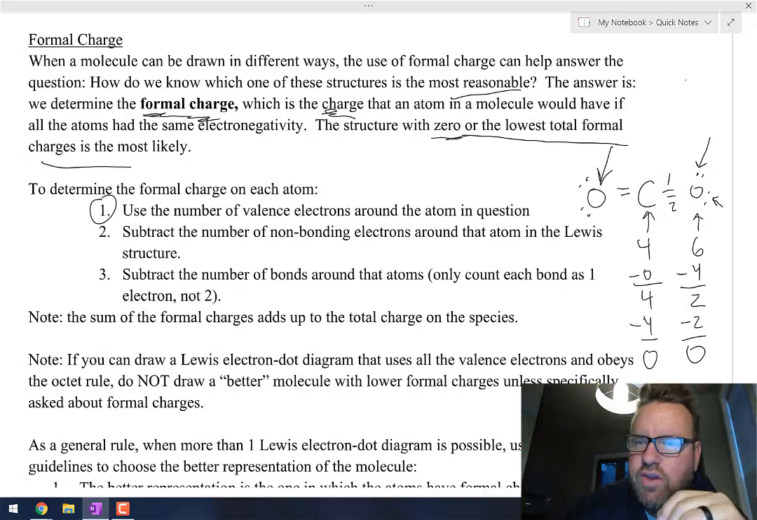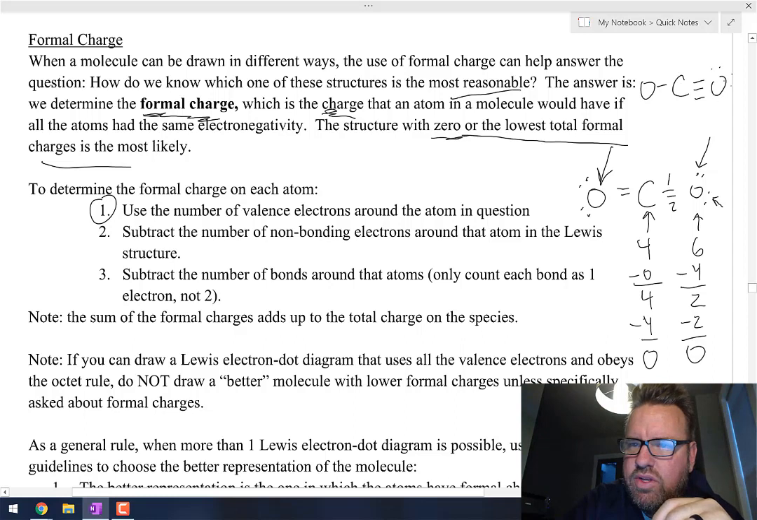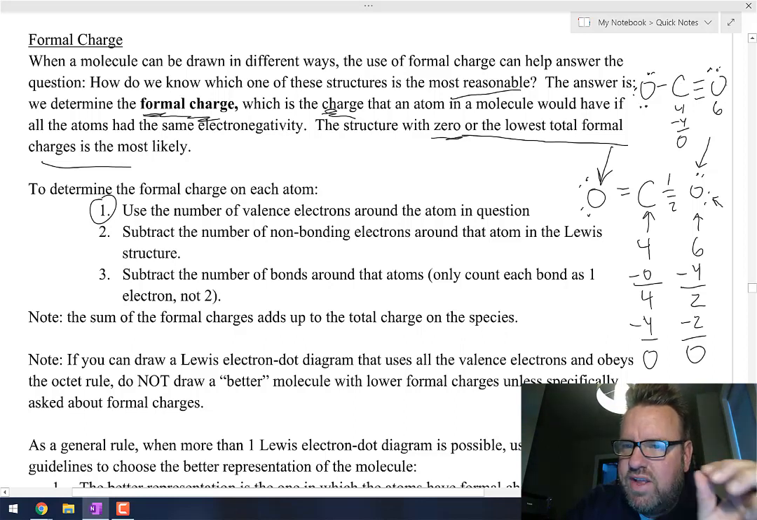Okay, if you were to draw carbon dioxide with a triple bond here and a single bond here, notice what that does. Oops, that's too many electrons. So 2 dots on this one and 6 on this one. Okay, this carbon still is going to be 4 minus 4, still 0.